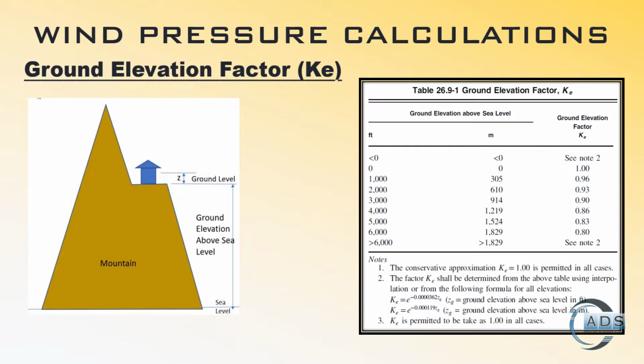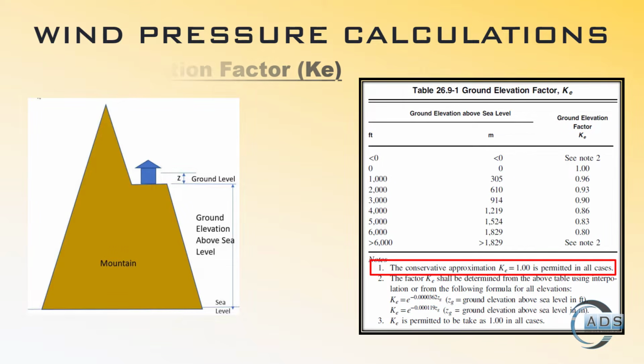From this table we can see that as the ground elevation increases above the sea level, the wind effect is reduced. So that's why we have to calculate Ke factor, but on the conservative side the designer uses Ke factor as 1, means he does not reduce the pressure.